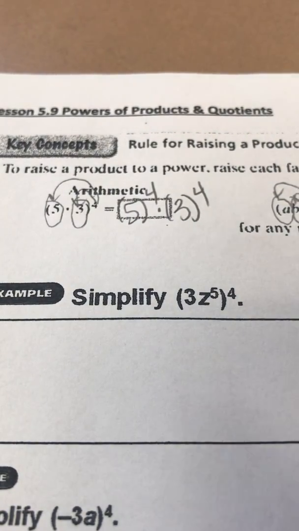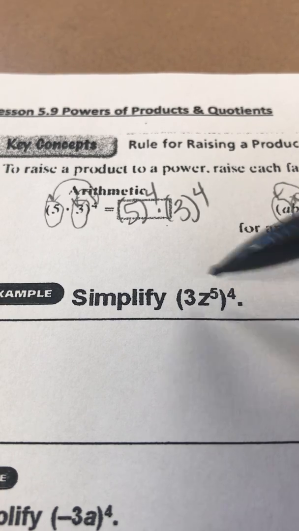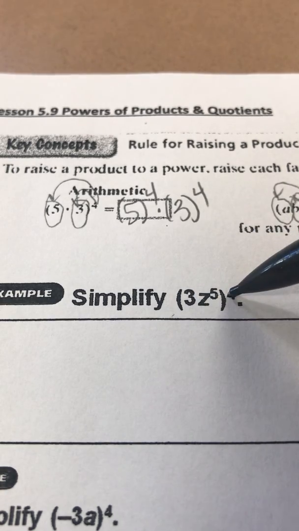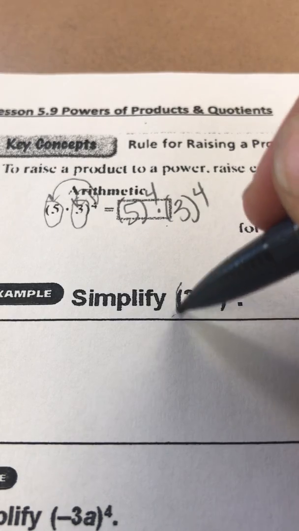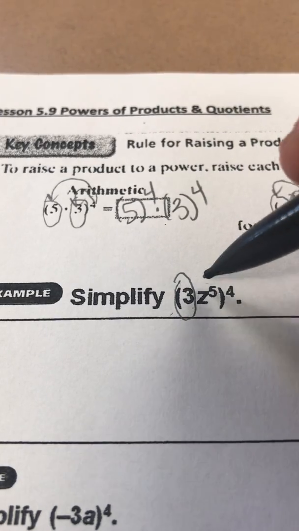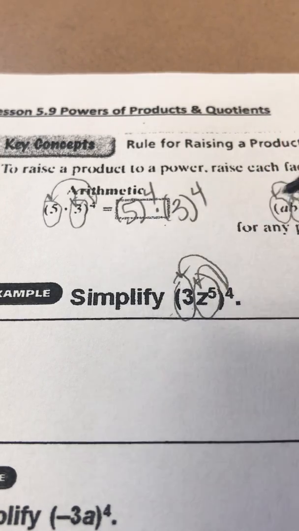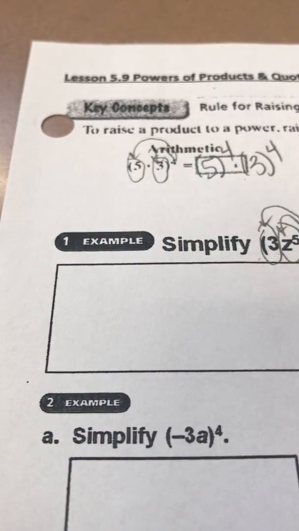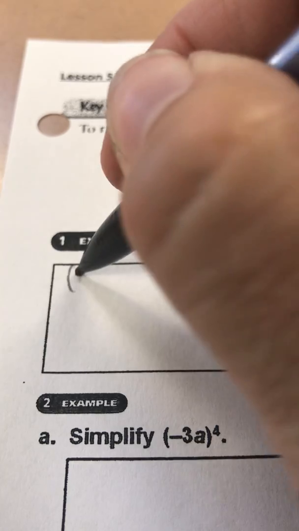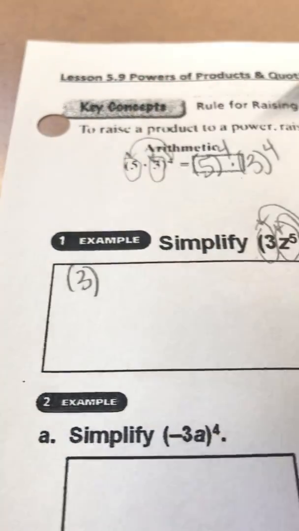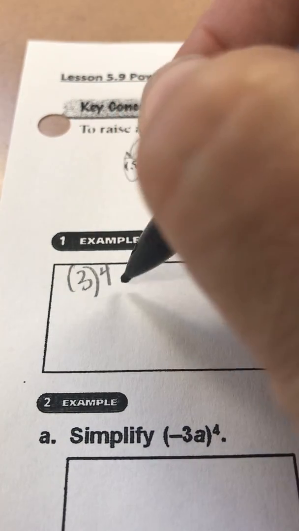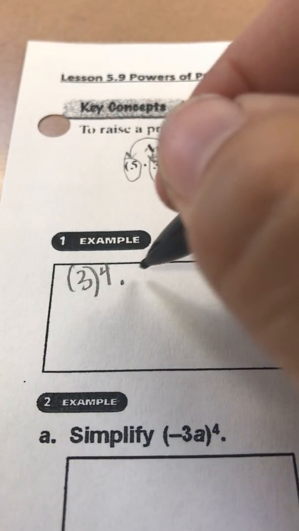So we have 3z to the 5th. This actually means 3 times z to the 5th. 3 is its own factor, and z to the 5th is its own factor. This 4 has to go over both of them. So when I write that down, I'm going to have 3 in parentheses to the 4th power times z to the 5th.